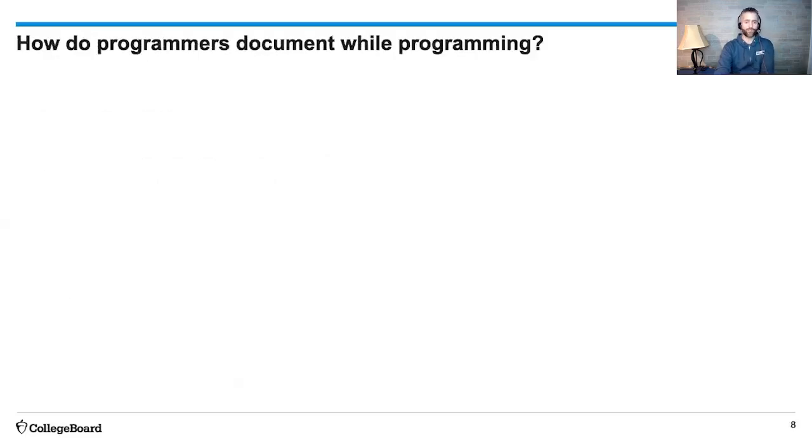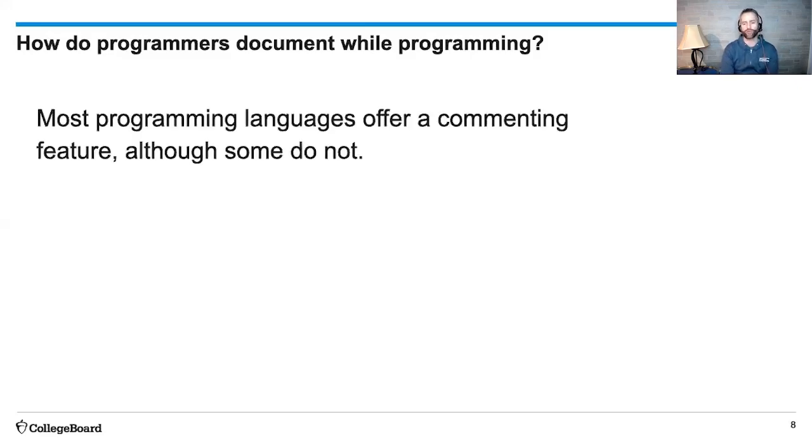So how do programmers document while they're programming? Well, most programming languages offer a commenting feature, although some do not. There are some programming languages that don't. And so then you'd have to get creative with how you're going to do this. And that might be like you copy your program language into a text document.